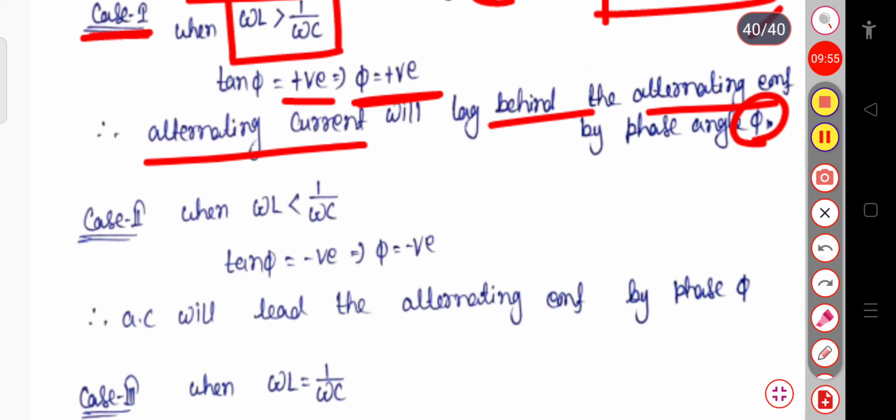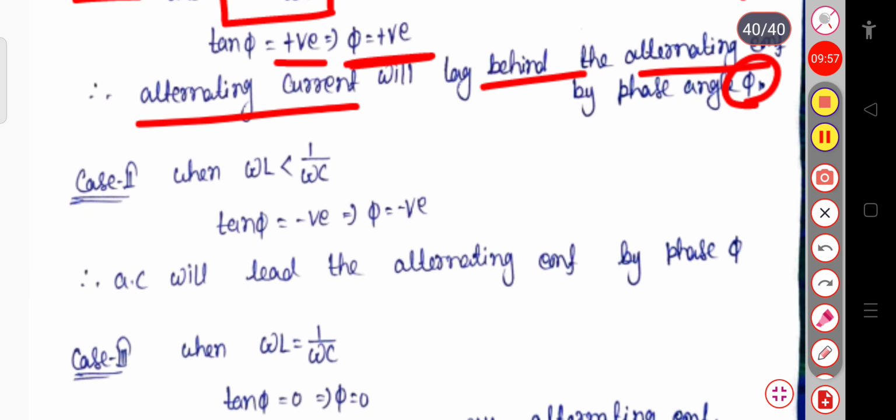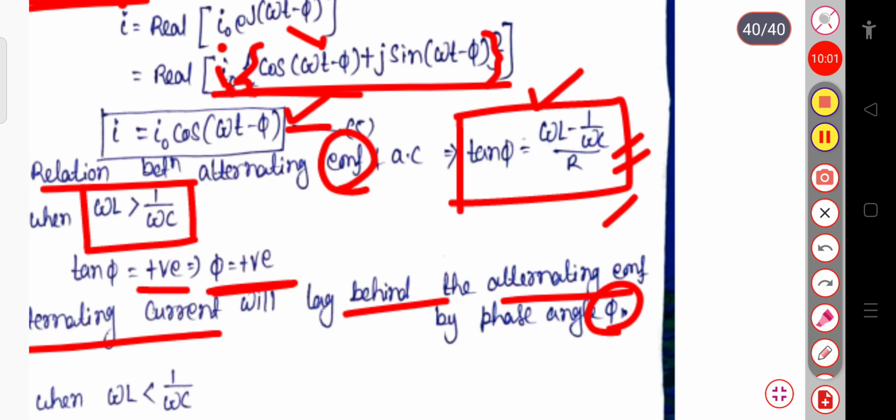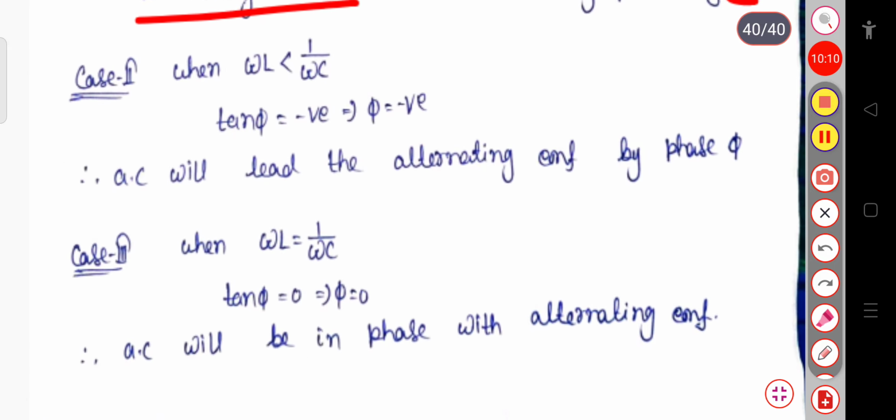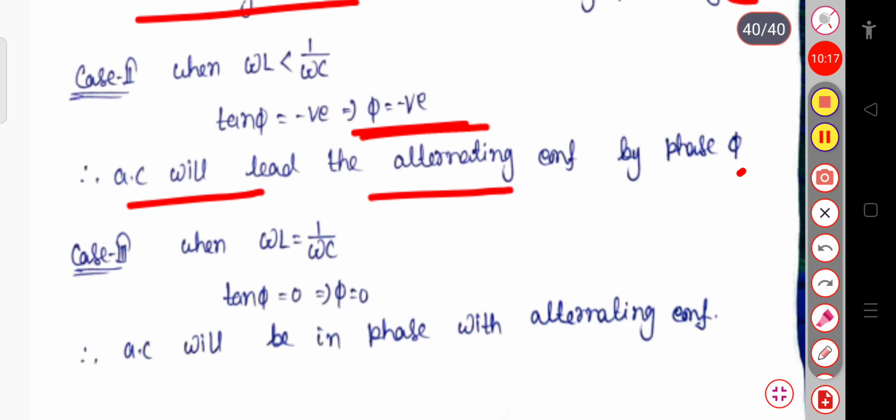Similarly, in case 2, consider omega L less than 1 by omega C. Now in this expression, when omega L is smaller than 1 by omega C, then definitely tan phi will be negative. When tan phi is negative, phi is negative. So the alternating current will lead the alternating EMF by the phase phi.